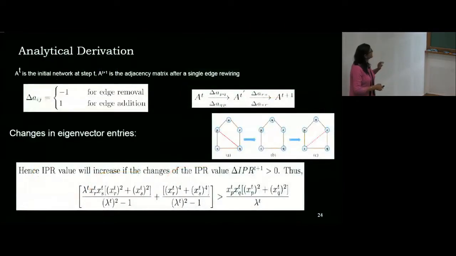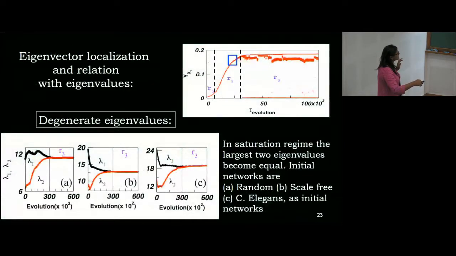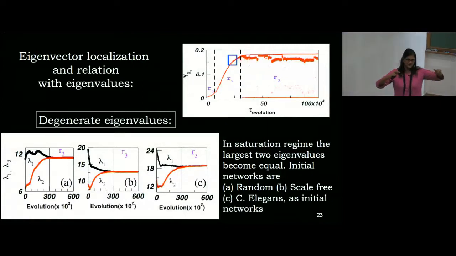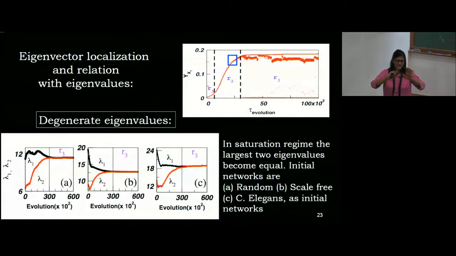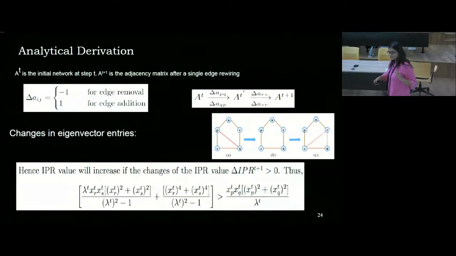And this is some of the analytical derivation which we have also done in order to understand how this increase depends on things, because what we are doing is rewiring the network. It means we are changing the adjacency matrix and we are seeing that IPR is getting localized. So here we tried to establish how the eigenvector entries change. So XR is the Rth eigenvector entry, XS is the Sth eigenvector entry.